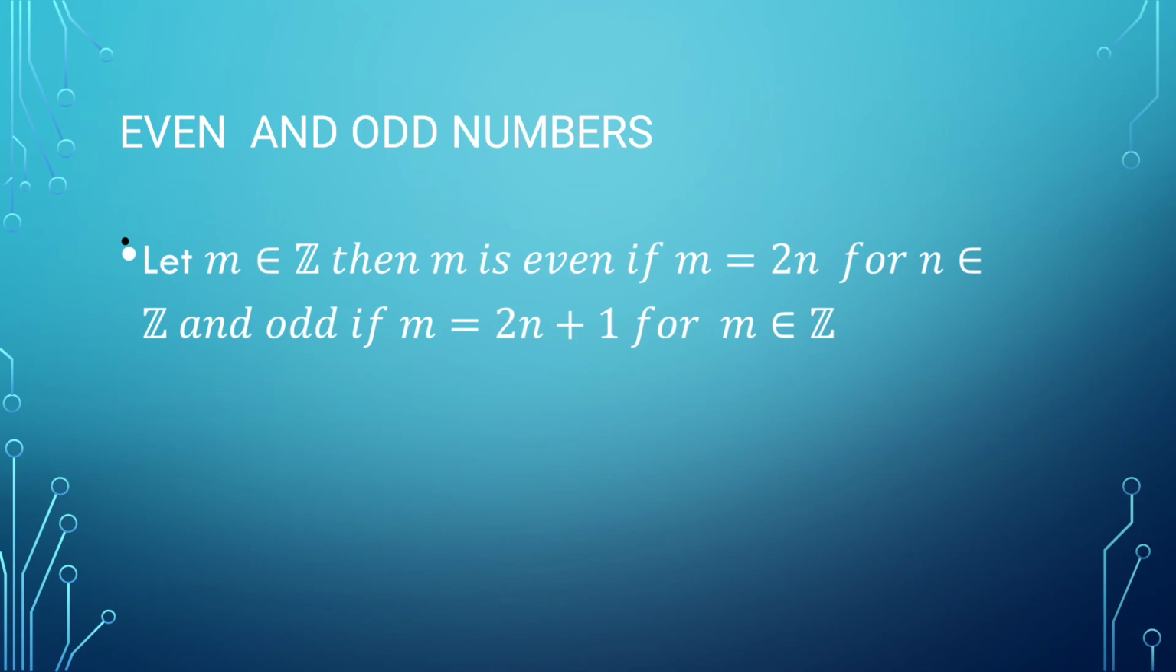Next, even and odd numbers. We have also even and odd numbers. If you have m, which is an integer, then we define m to be even if m is 2n, for n also being an integer. And if it's odd, m will be 2n plus 1. That one will be odd. Even is 2n and odd is 2n plus 1.